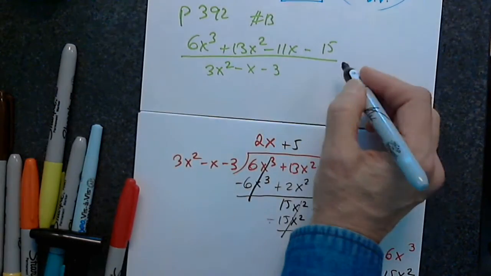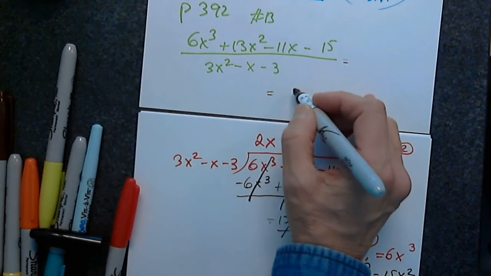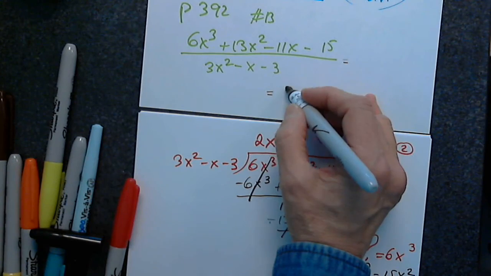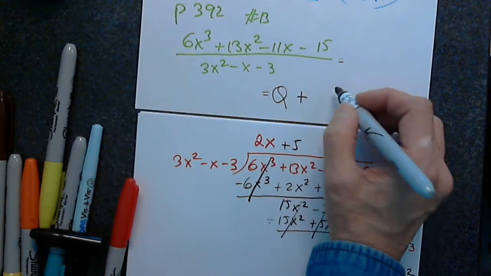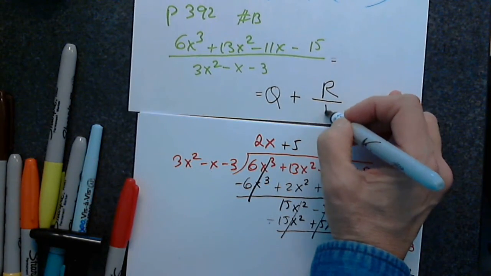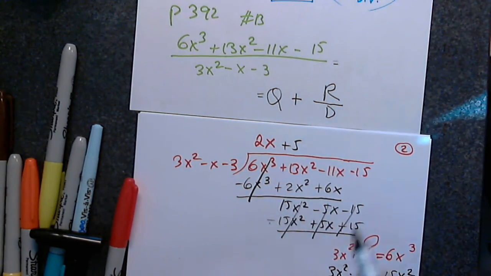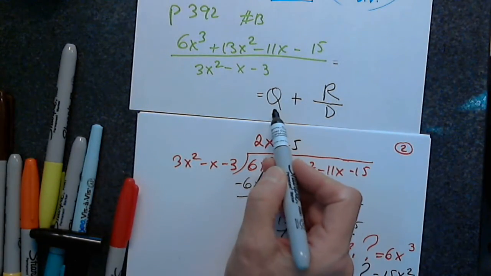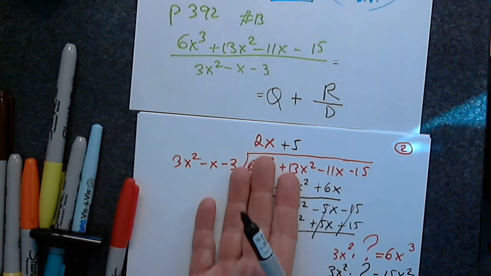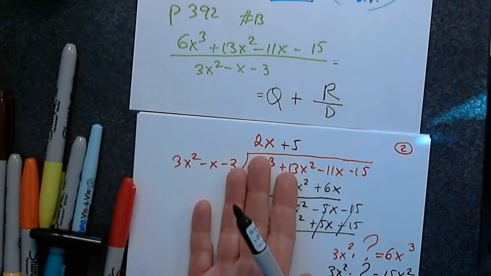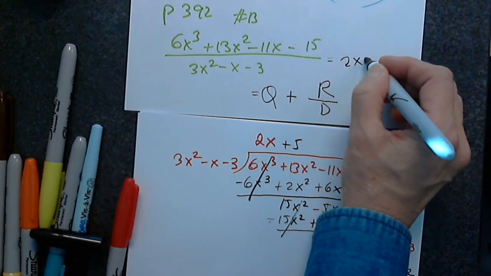If it were a remainder, I would have written the answer as quotient plus remainder over the divisor. But since the remainder is 0, I only have a quotient. What is the quotient? 2x plus 5.